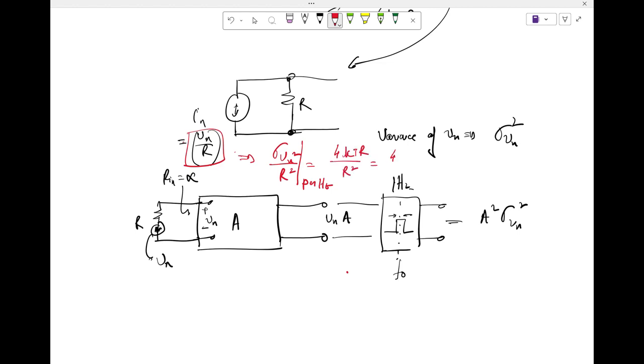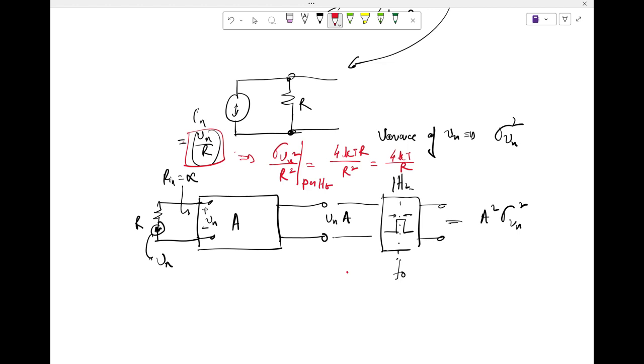So this becomes 4 kT over R, correct? So when you express your thermal noise in terms of current, the power spectral density of the current is 4 kT over R. Right? So units also kind of match, right? Because if one is current, another is voltage. If the voltage one is proportional to the resistance, the current one is inversely proportional to the resistance. So that kind of also makes sense.